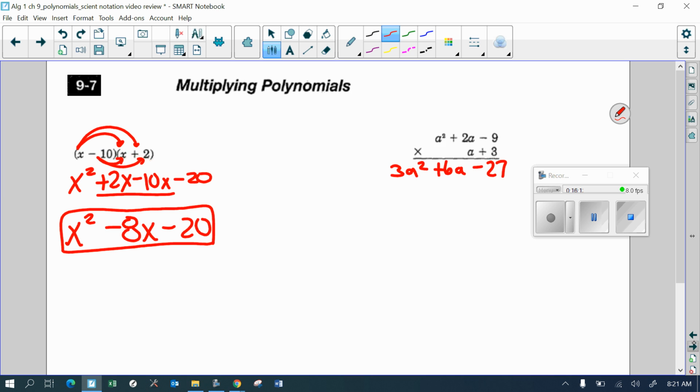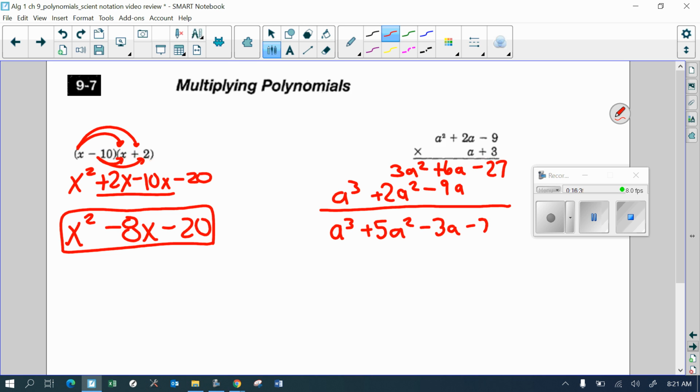Now I have a times negative 9 is negative 9a. I line it up under like terms. A times 2a is 2a squared. That's a plus. And a times a squared is a cubed. Now notice they're all lined up under like terms, and now I just add straight down. A cubed plus 5a squared. 6 minus 9 is negative 3a minus 27. And there's my answer.